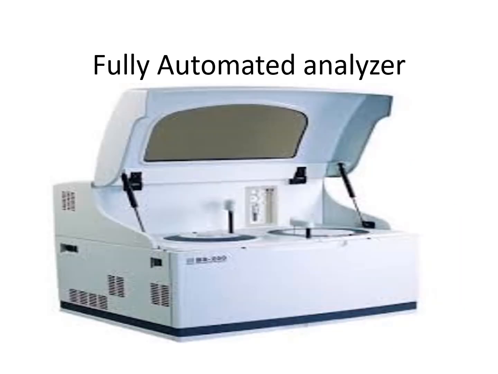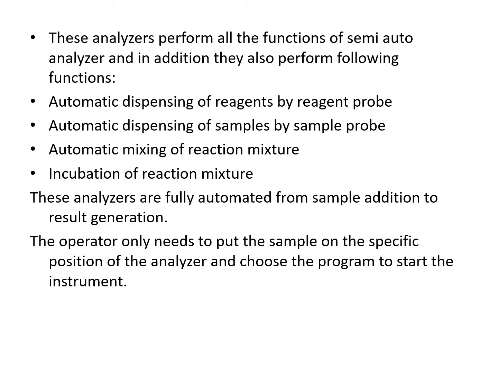Now this is a fully automated analyzer. In a fully automated analyzer, like, this is the sample probe, this is the reagent probe. Okay, this is the sample tray, this is the reagent tray. Okay, these are the parts of the fully automated analyzer. Fully means all the functions the machine itself is doing. Okay? These analyzers perform all the functions of a semi-auto analyzer, and in addition they also perform the following functions.